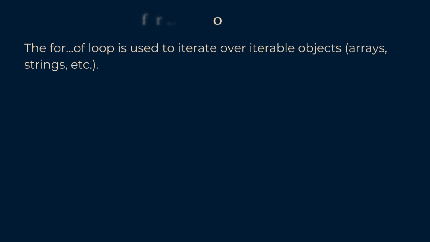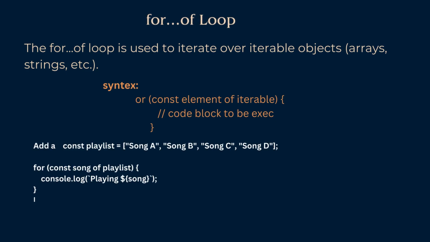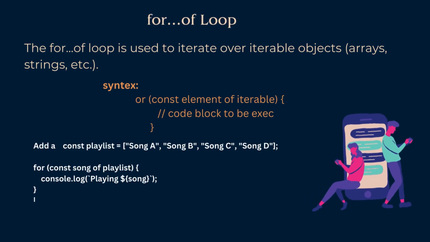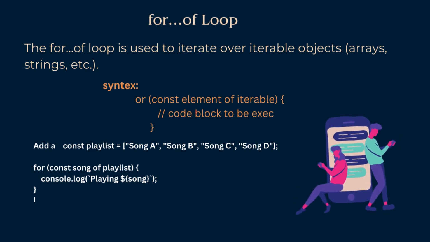For-of loop: the for-of loop is used to iterate over iterable objects, such as arrays, strings, etc. Imagine you have a playlist of songs that you want to play. const playlist = [song A, song B, song C, song D].